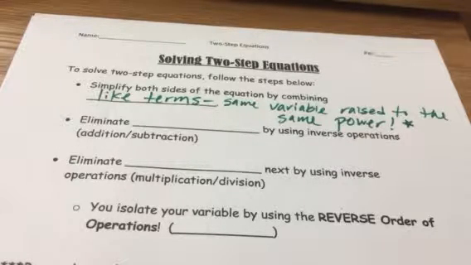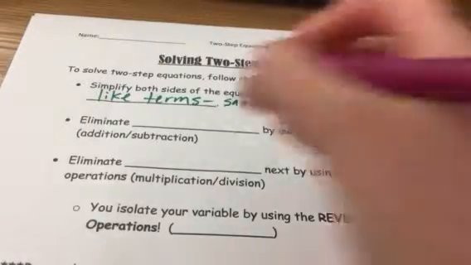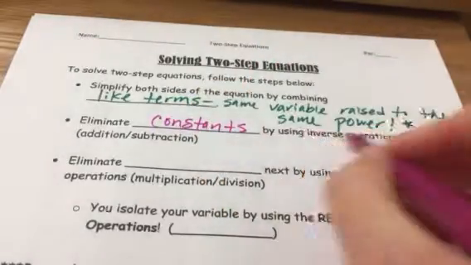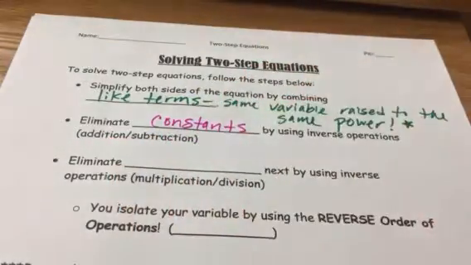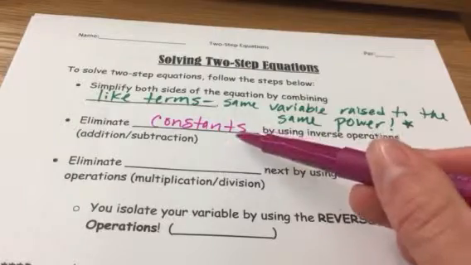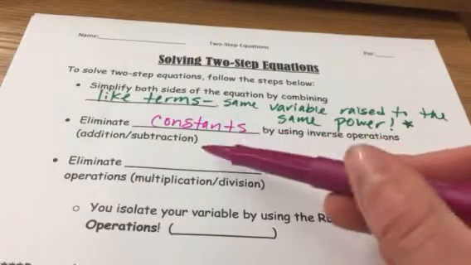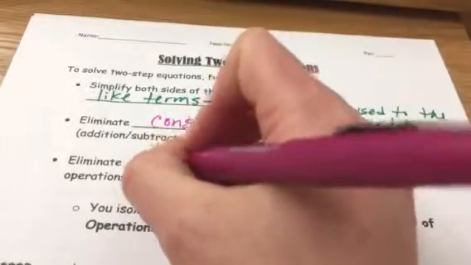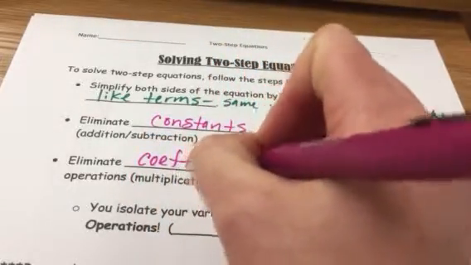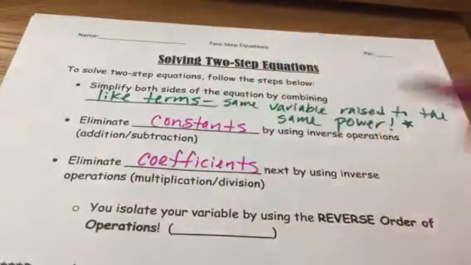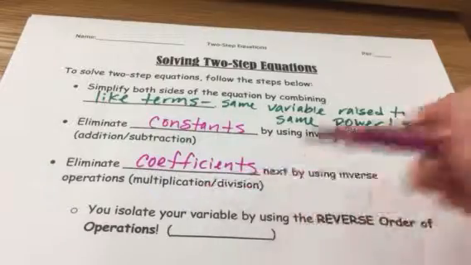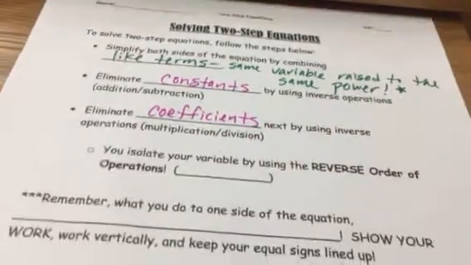Then we're going to undo things in the reverse order of operations. So we're actually going to eliminate our constants first by using the inverse operations of addition and subtraction. Because remember, with constants, you're adding and subtracting constants. So you're going to get rid of them by doing the opposite. Then we're going to eliminate the coefficients last, because really what you're doing with coefficients is you're multiplying them. So you're going to get rid of that by using division, the inverse operation, which is division.